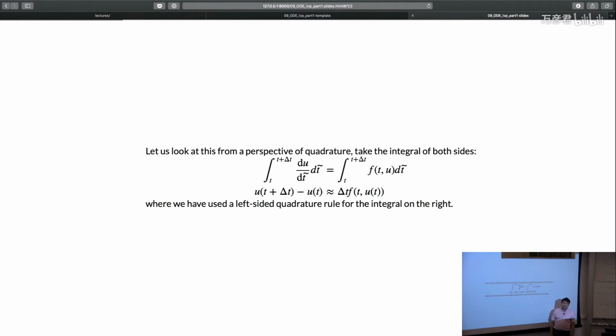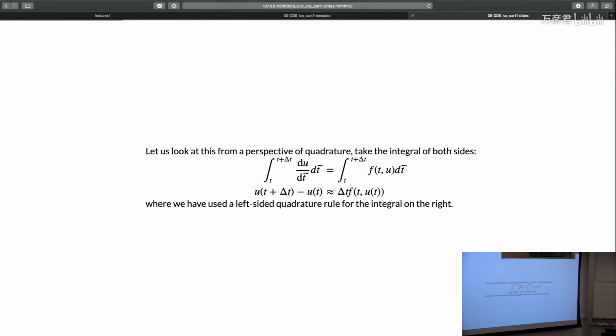In this case, I'm using the left-hand rule: just evaluating the integrand at the left-hand side, which in this case is just t, and multiplying by delta t. So we know that quadrature rule is first order, and in fact this is going to turn out to be a first order method for solving this. This is a little more specific to ODEs, because we do have a u over here that we needed to specify. But because u is evaluated at t as well, we can do this in general.